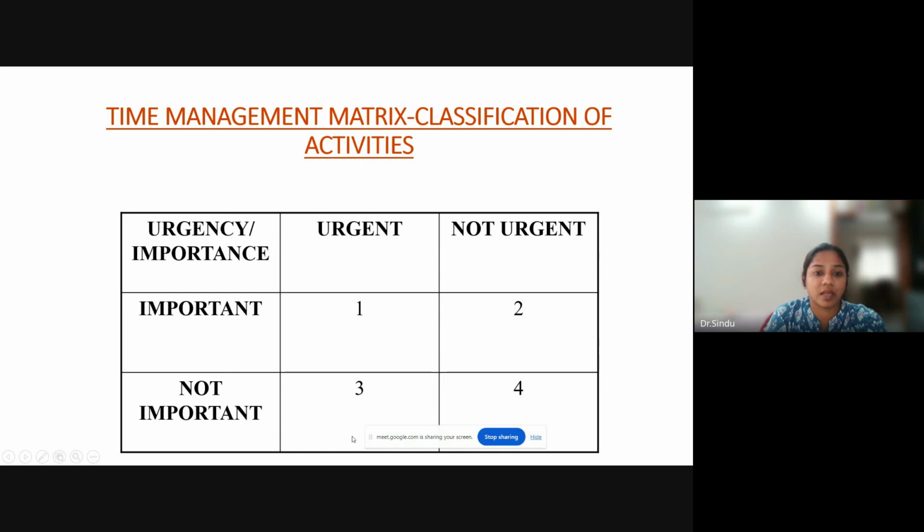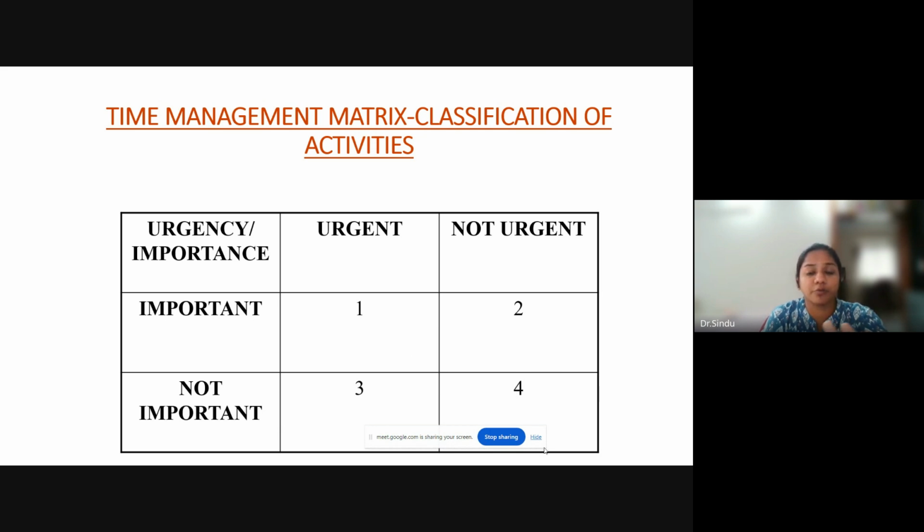Take the example of the matrix: urgency, importance, urgent, not urgent, important, not important. When it is important and urgent, you have to give it rank number one. When it is important but not urgent, you give priority two. When it is not important but urgent, you give preference to the third number. When it is not important and not urgent, the prioritized rank is 4.